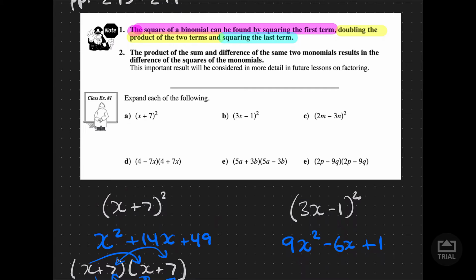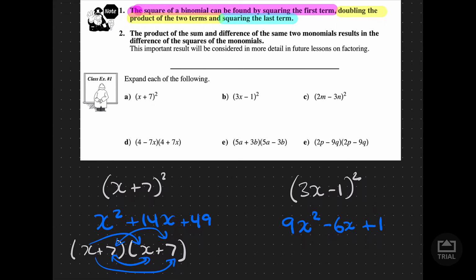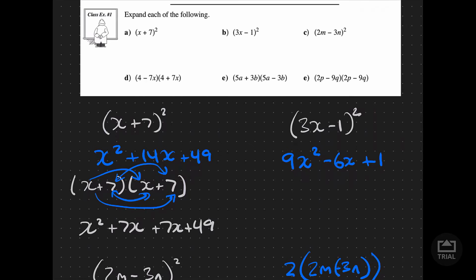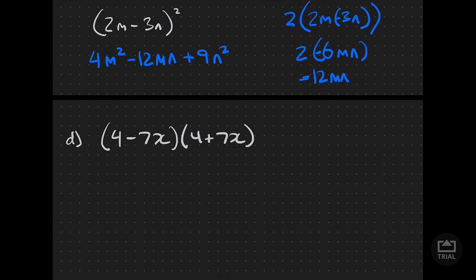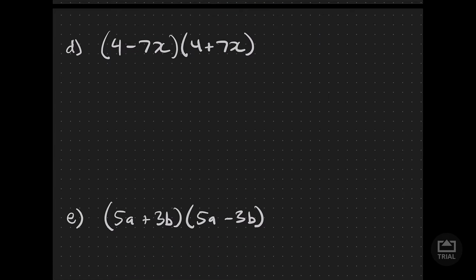So notice here that we've got a 4 minus 7x, and then we've got a 4 plus 7x. And over here, I've got a 5a plus 3b and a 5a minus 3b. Okay, so these are not the same. They're different. One has a negative and one has a positive, or a subtraction and an addition. So let's expand these out and see if we can see a pattern or a rule that emerges from that.